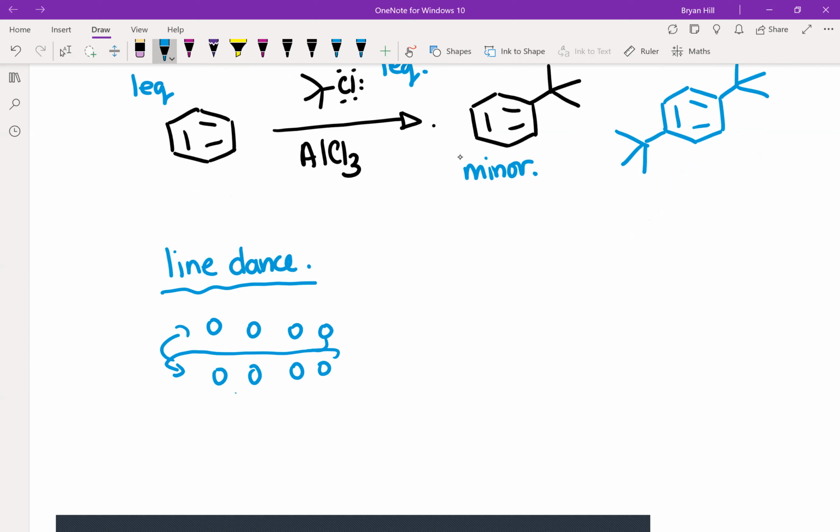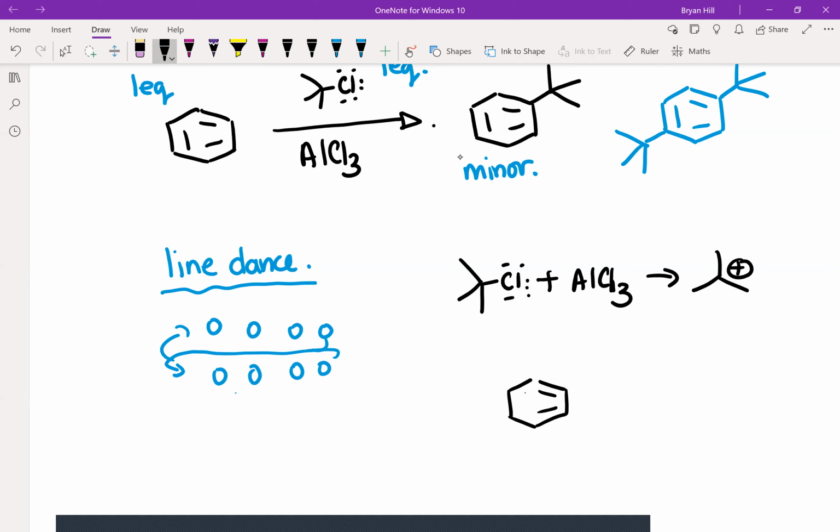Now, chemical reactions, in this case, you've got two molecules which are always combining to go down. They're all lined up, right? Chemical reactions aren't the same. It's random chaos. So what would happen is, this plus your aluminum trichloride is going to make your reactive tert-butyl carbocation. So that's good. Your aromatic ring is going to attack it, as it should.